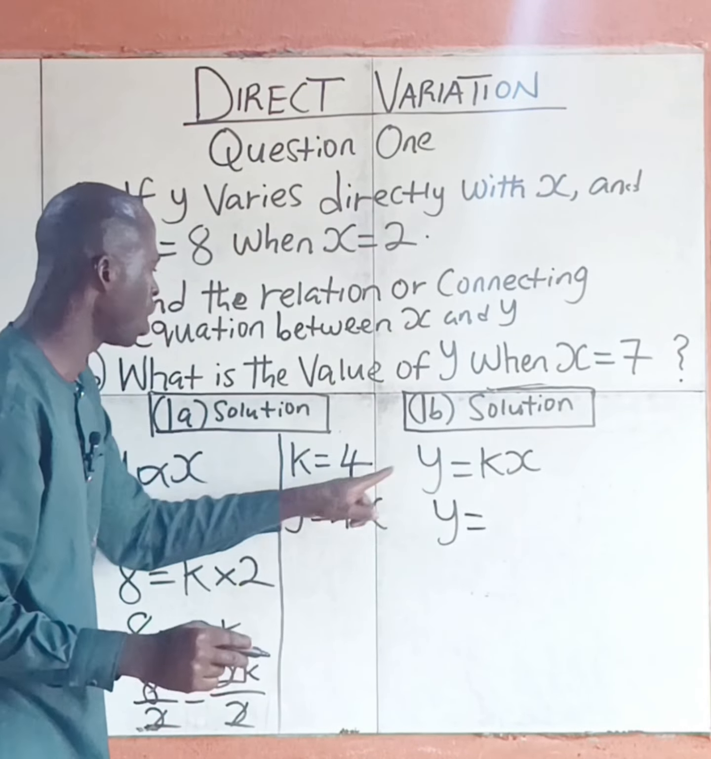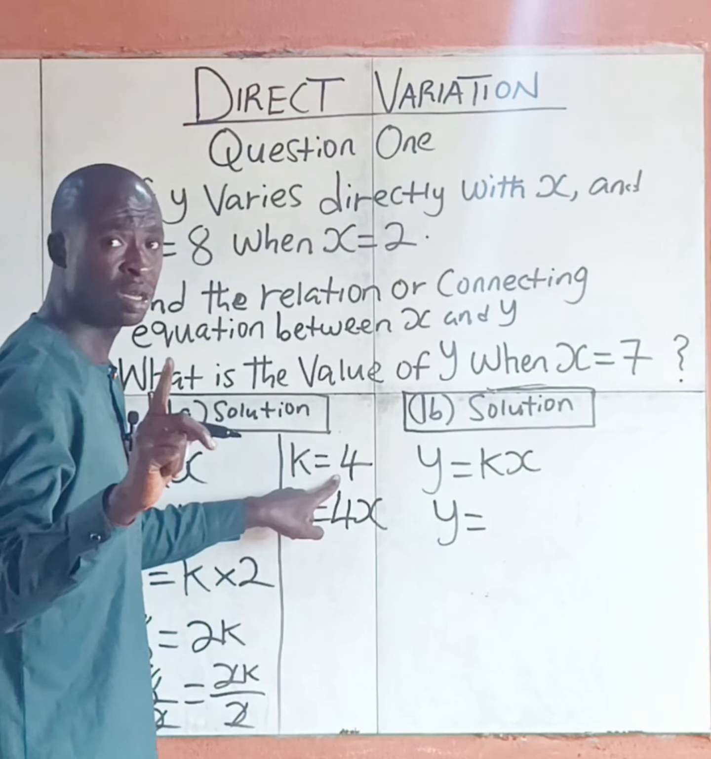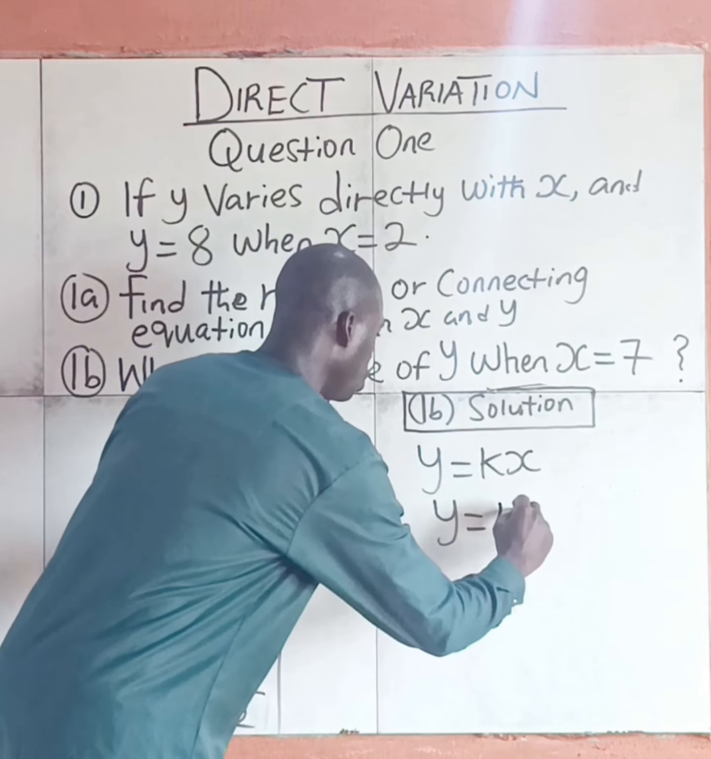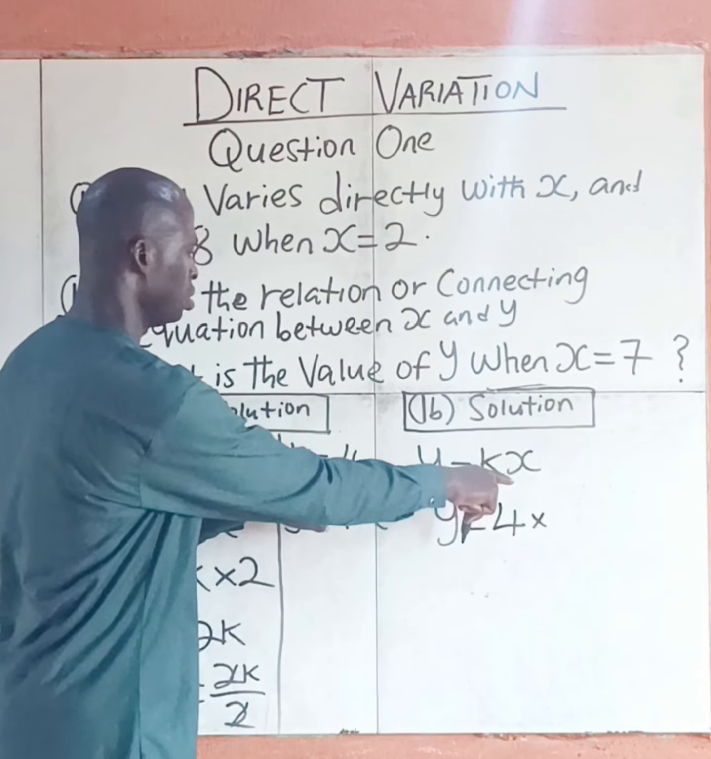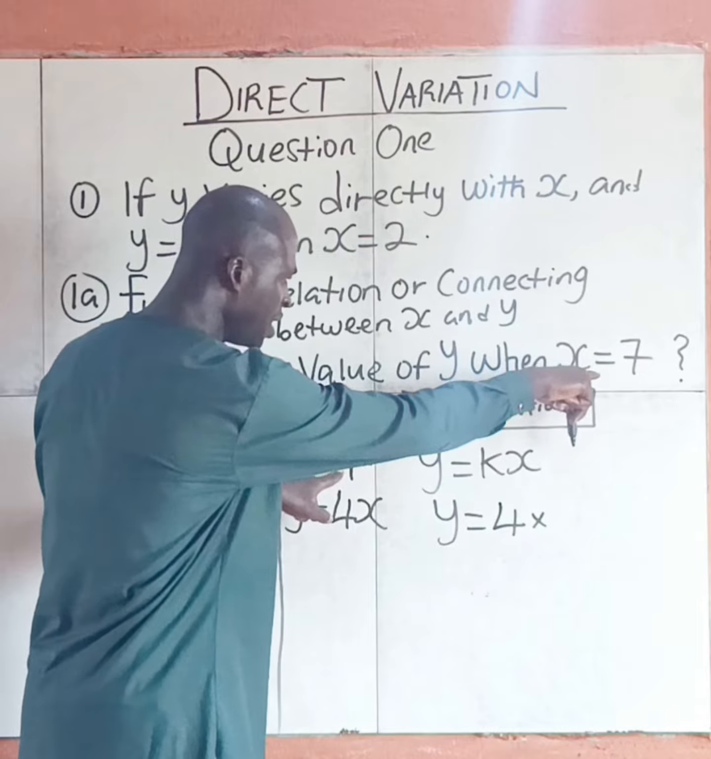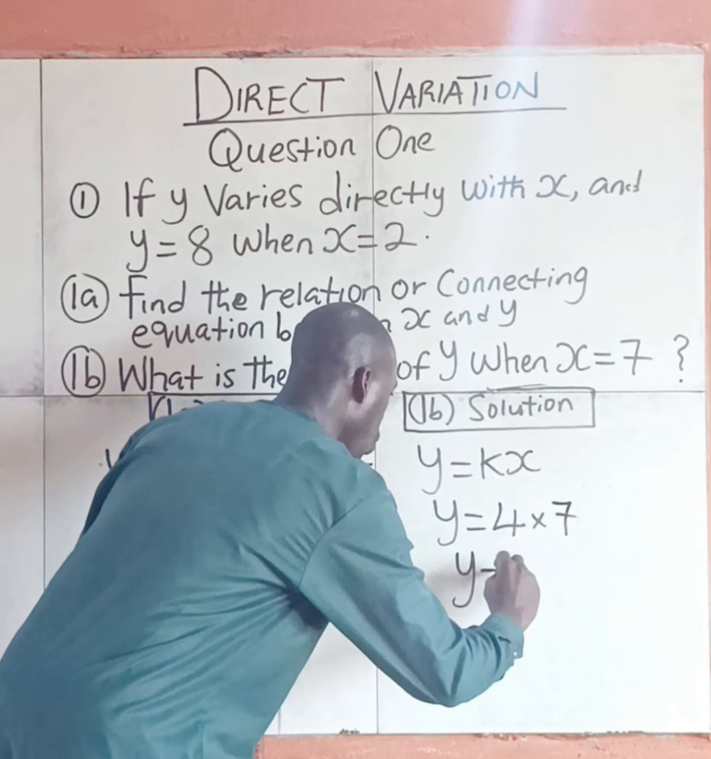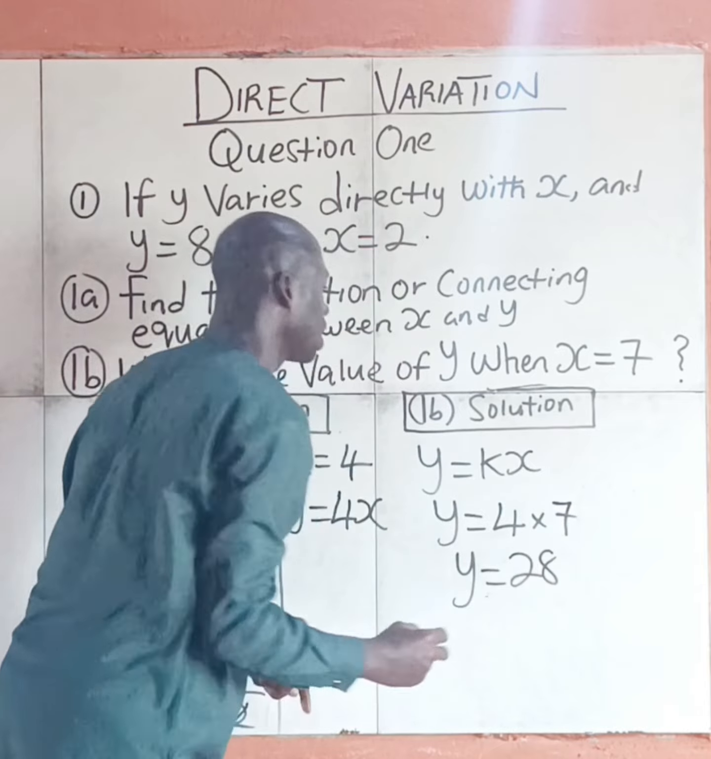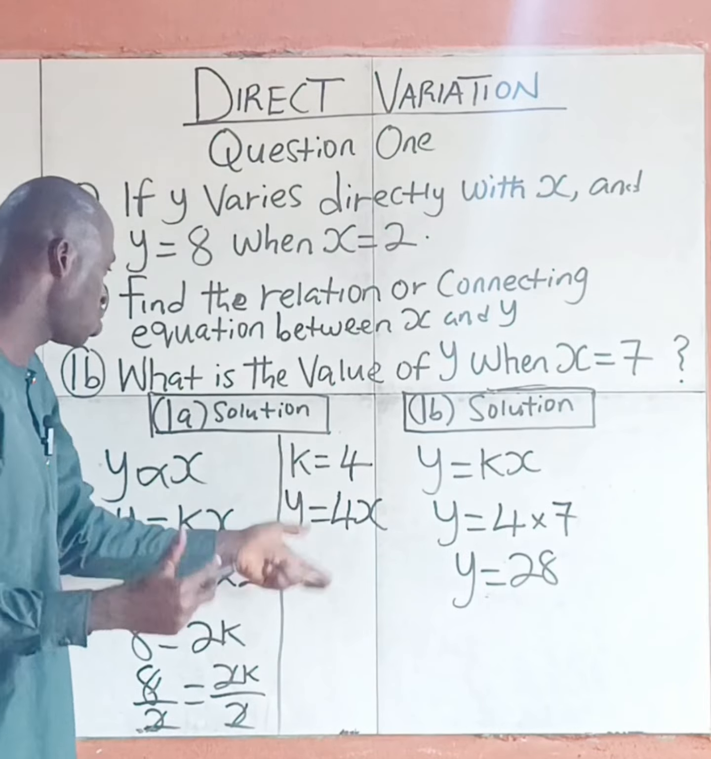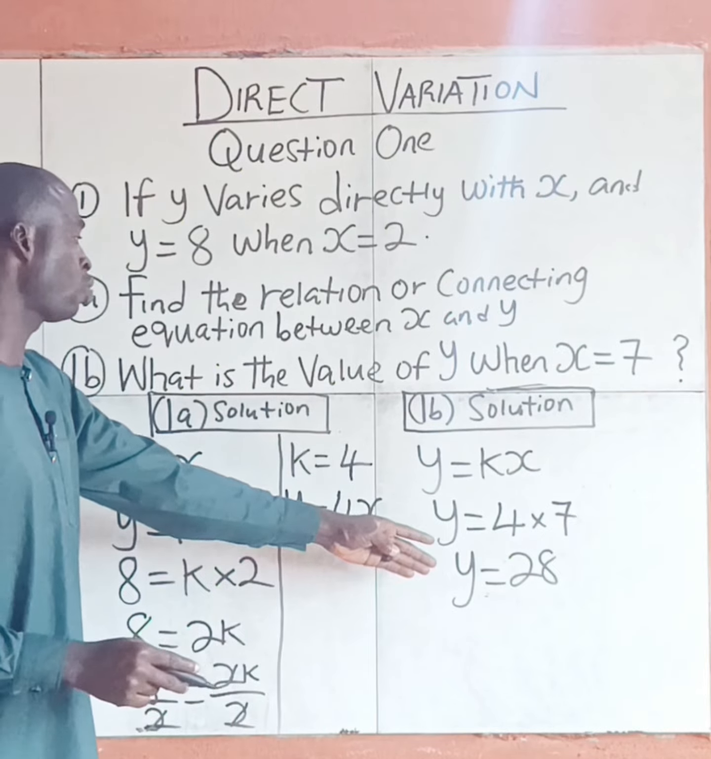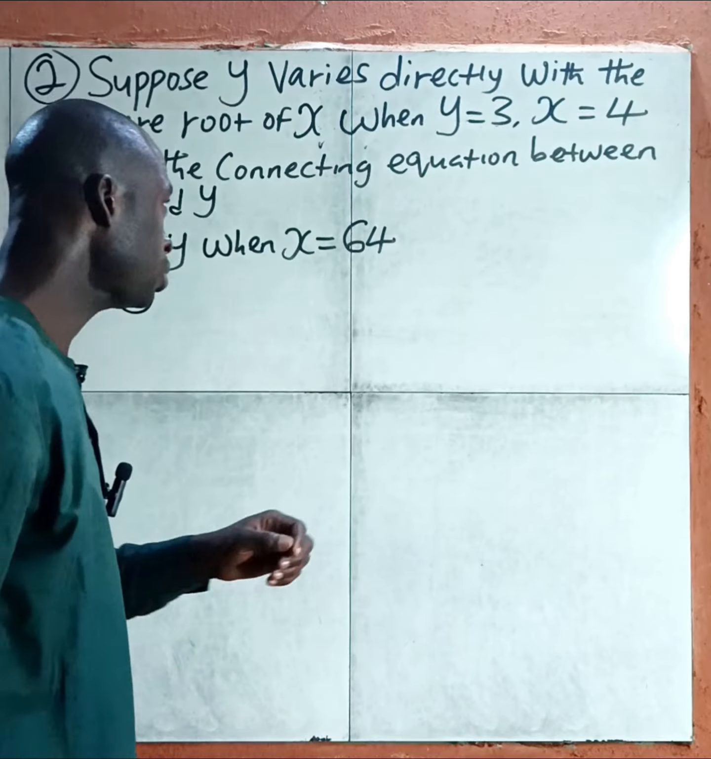Do you have k? What's the value of k? You already have the value of k. This is 4. I'm going to write it 4 times. Did they give you x? Yes, they did give me x, which is 7. I'm going to write that 7. At the end of the day, my final answer becomes y equals 28. So you can clearly see for yourself how it is done. It is very, very easy. And this becomes the solution to question number 1b.